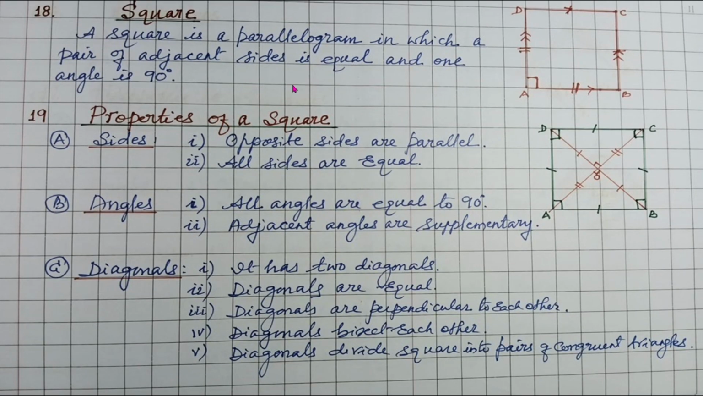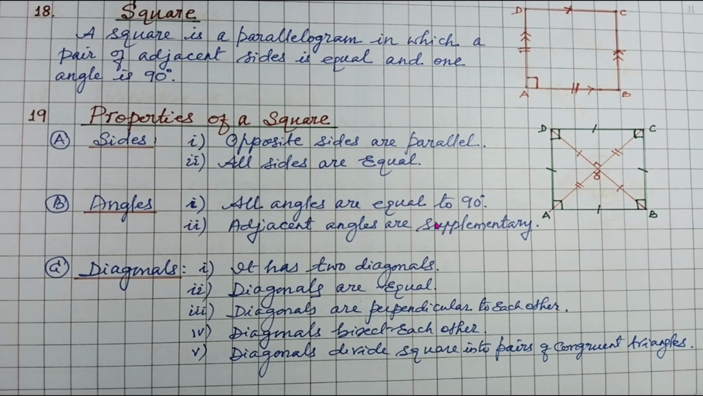Remember that. Now square. A square is also a parallelogram in which a pair of adjacent sides is equal and one angle is 90 degrees. Therefore, a square is a special parallelogram in which one angle is 90 degrees and a pair of adjacent sides are equal. Remember that. Now, the properties of a square in terms of sides: opposite sides are parallel, all sides are equal. In terms of angles, all angles are equal to 90 degrees, adjacent angles are supplementary.